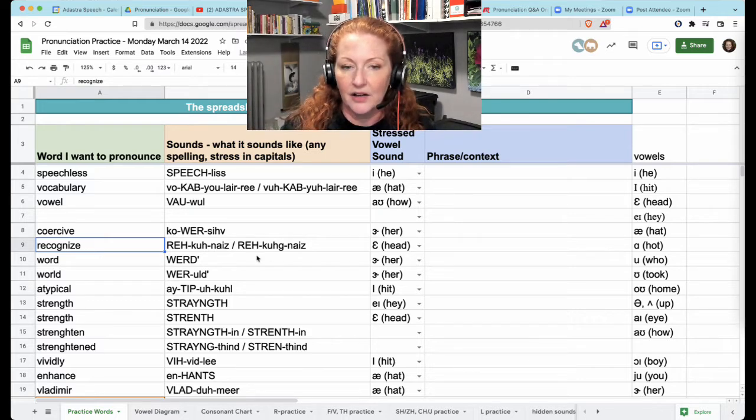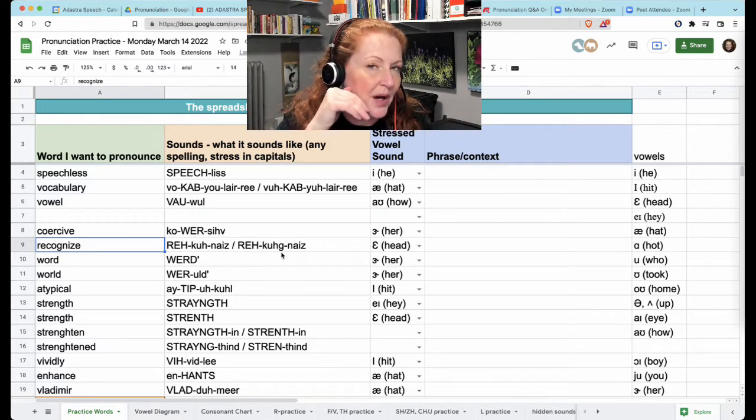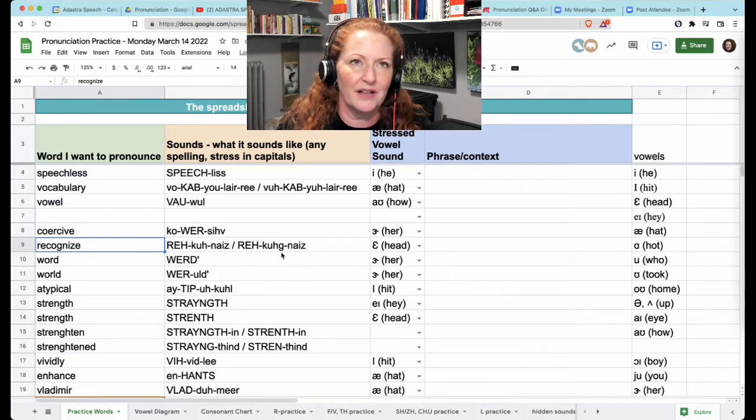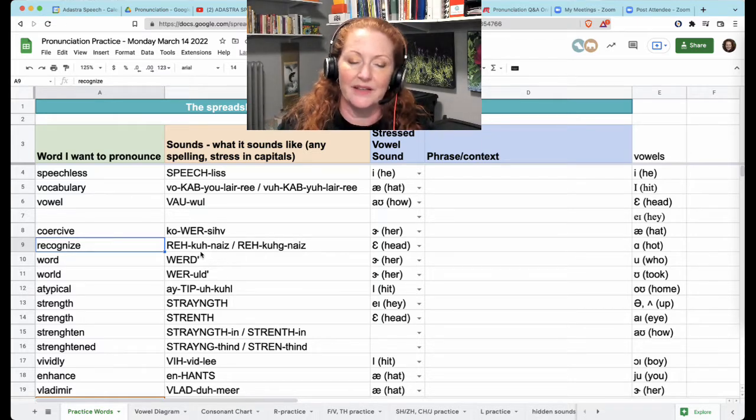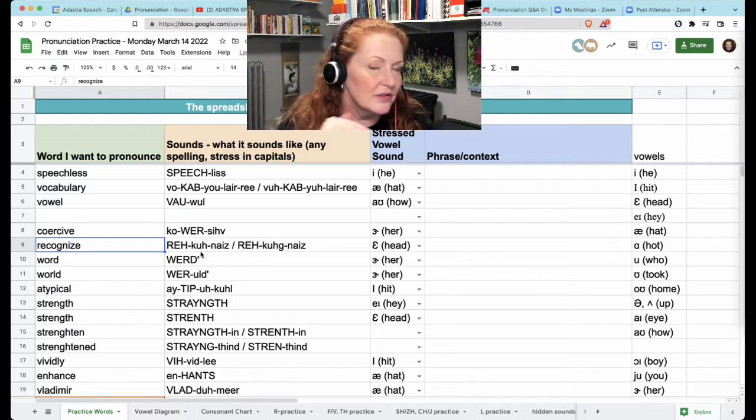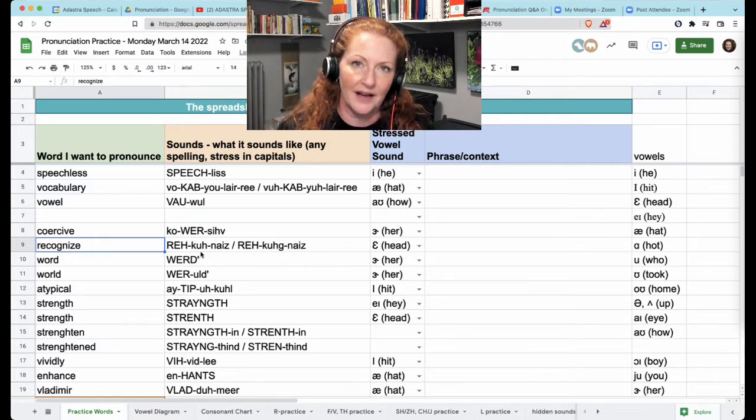Recognize. You can say cug, make your tongue go up in the G position, even though you don't release it with a g, cug, recognize. Recog, hold it there, recognize, or skip it completely and just say reca, and your tongue stays flat. Recognize.